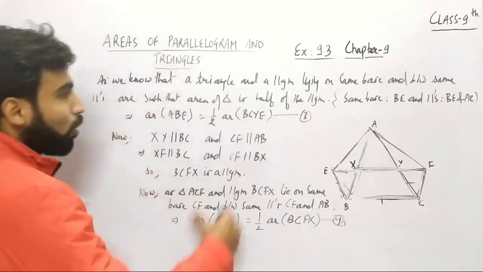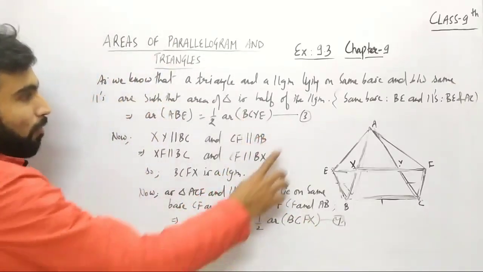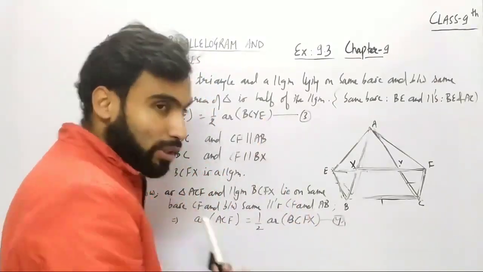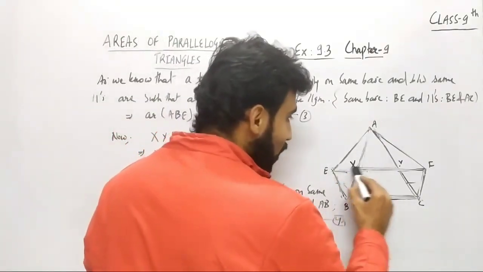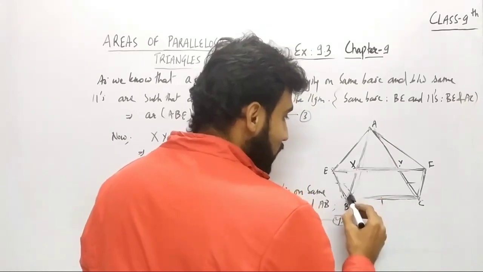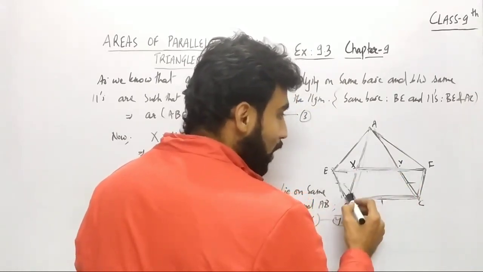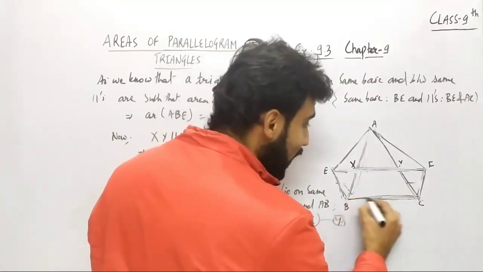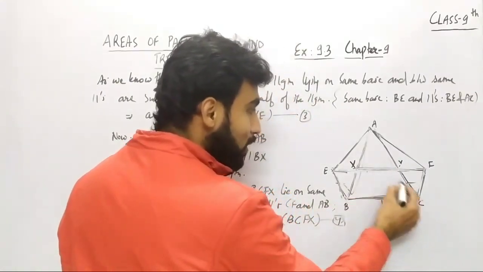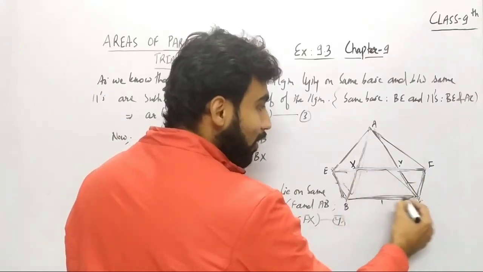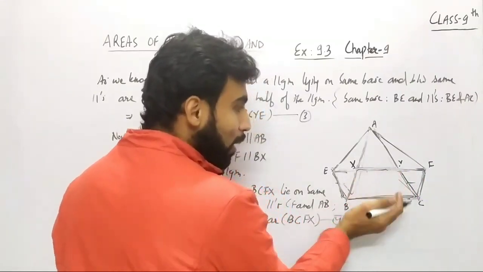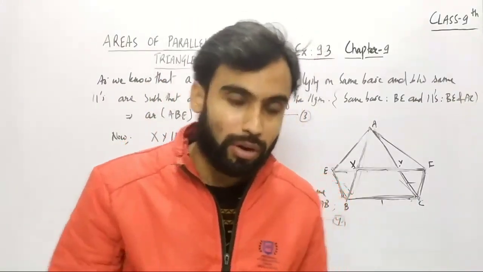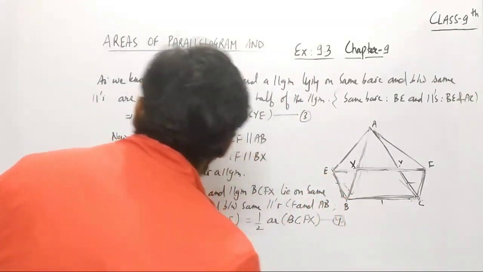So if you observe both, from the third and fourth, the first thing before moving on to these two equations is that these two parallelograms we have proved, that is BCYE and BCFX, both lie on the same base BC, right? So these two parallelograms lie on the same base and between the same parallels as well. So their areas will be similar, right? So let me write it down.